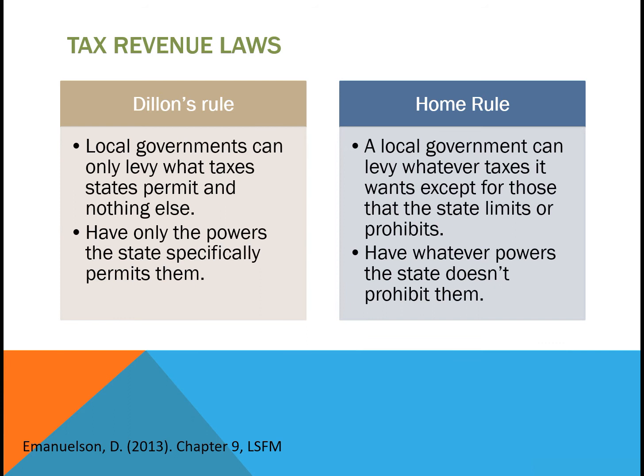So Dillons Rule, again, is that local government can only levy what taxes the province permits and nothing else. In Dillons Rule, they only have the powers that the province specifically permits them. In contrast, with the Home Rule, the local government can decide how they want to use the taxes, depending on community needs. They can do what they want, except there are obviously going to be specific guidelines of what you can and cannot do with money.